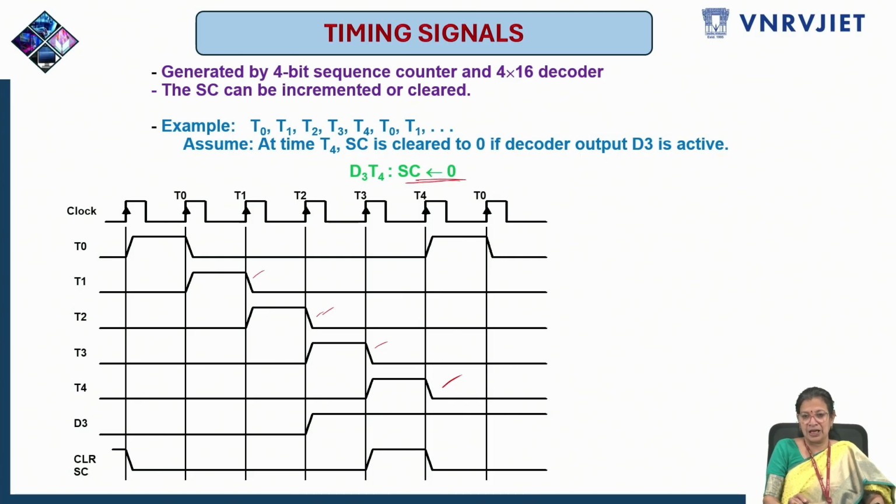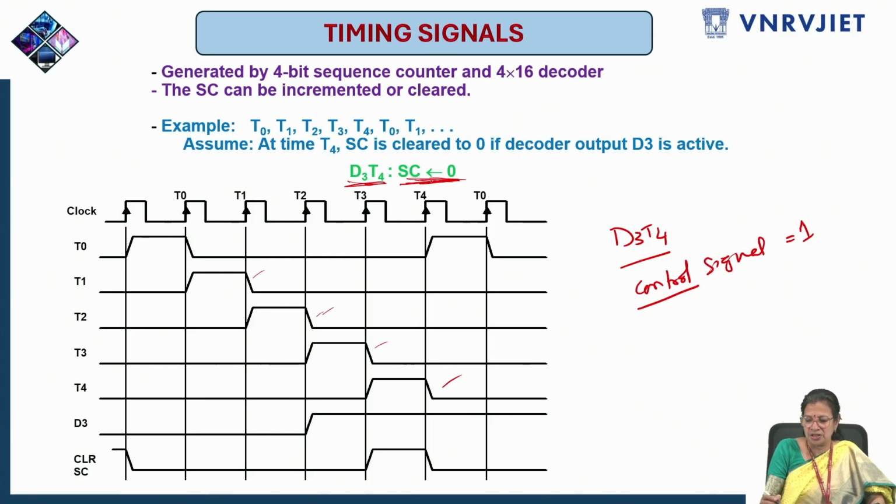The way the sequence counter is cleared is that we will be sending zeros to the sequence counter, initializing it with zeros. So that should happen at this clock. That is the meaning of this operation. So when D3 and T4 are both 1, only then this will be 1. At that time, this sub instruction, or micro operation, will be executed. That is the meaning of how the timing signals are associated. So together D3 and T4, we'll be calling this the control signal. When the control signal is 1, then this operation will be executed.